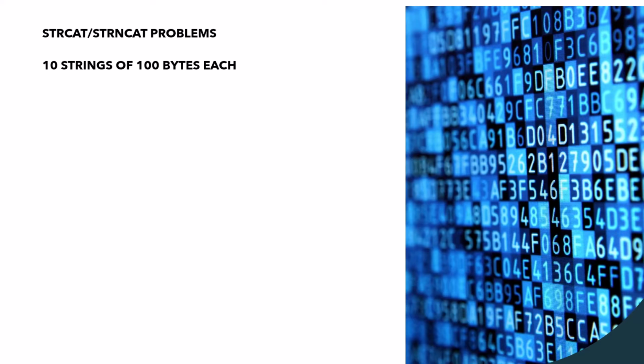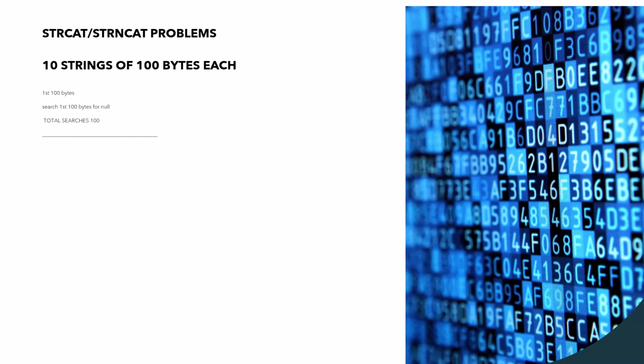So if, for example, 10 strings of 100 bytes each need to be concatenated or joined together, then talking about the first 100 bytes, when we're looking for the null character, that would require us to look through the first 100 bytes. Total number of searches would be 100 in terms of bytes, or 100 searches, you can see.